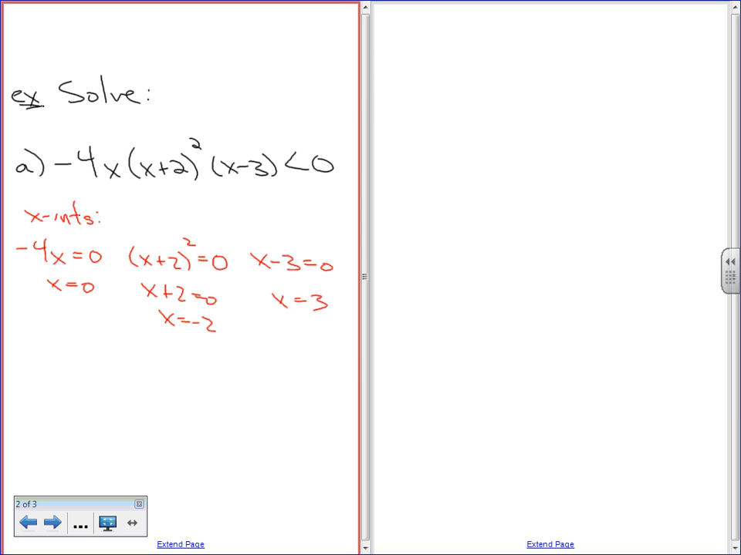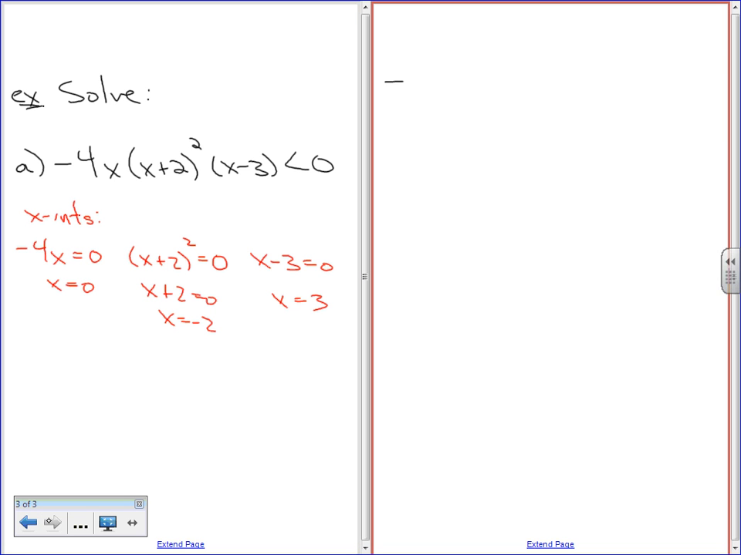So in between these x-intercepts, my function's either above the x-axis or below the x-axis. And I want to figure out where it is. So I'm going to use something called an interval chart. An interval chart is an integral way of determining where a function is positive or where it's negative. For any of you going on to calculus and vectors, it's a very important concept.